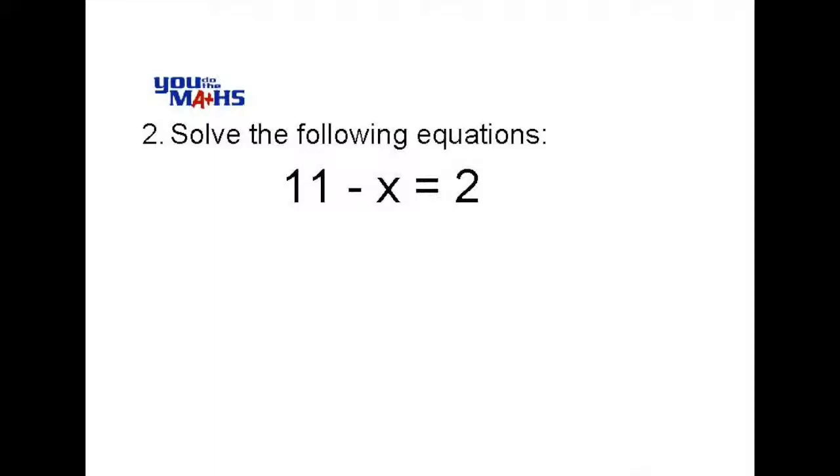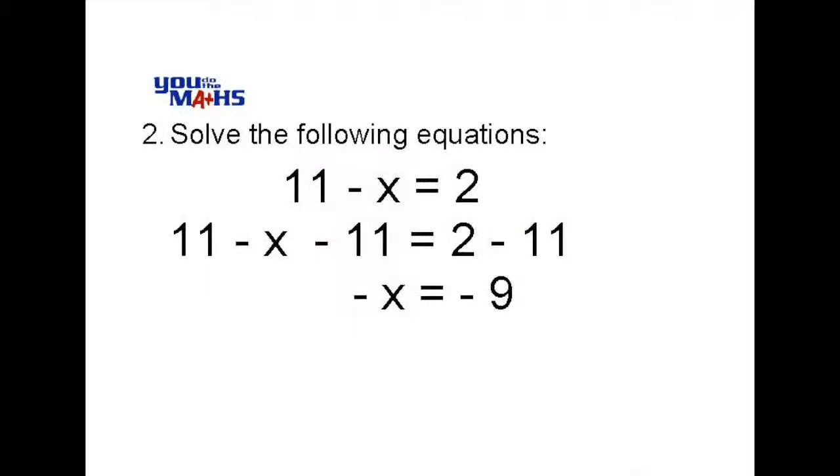So we have to remove the 11. And to remove a positive 11, you have to subtract 11. And we need to do that from both sides. So we subtract 11 on the left and we subtract 11 on the right. 11 minus 11 will be 0, so that removes the 11. And 2 minus 11 will be equal to negative 9. So what we'll be left with is negative x is equal to negative 9.